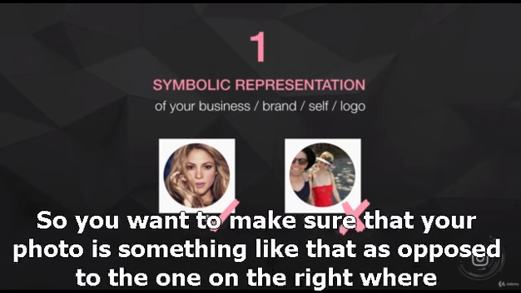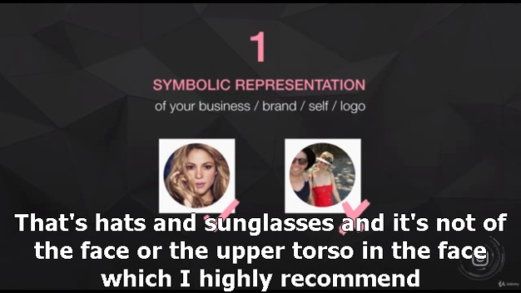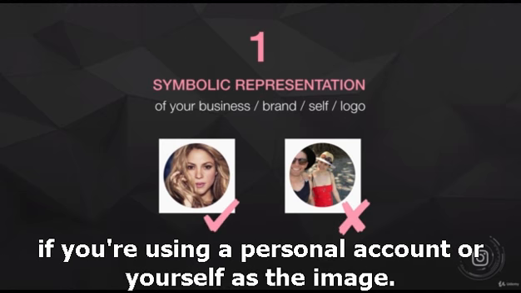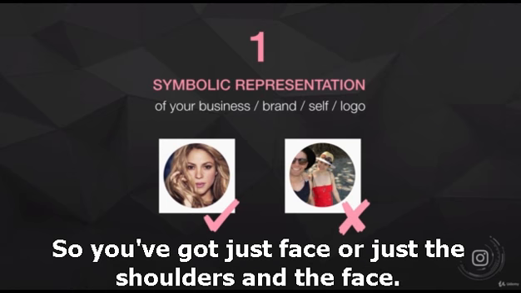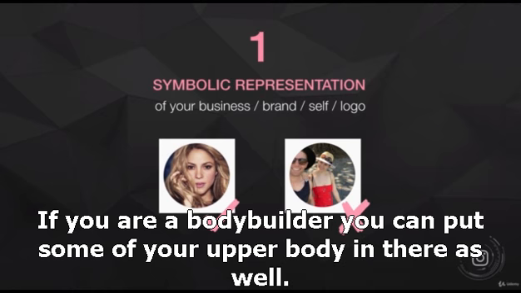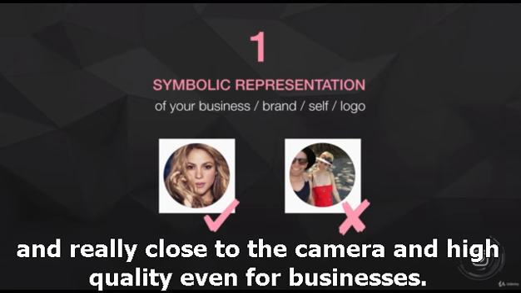So you want to make sure that your photo is something like that, as opposed to the one on the right, where there's a lot of stuff going on. There's more than one person in it. There's hats and sunglasses, and it's not of the face or the upper torso on the face, which I highly recommend if you're using a personal account or yourself as the image. Make sure you're very close up, so you've got just face or just the shoulders and the face. Otherwise, it's way too confusing. If you are a bodybuilder, you can put some of your upper body in there as well, but I wouldn't zoom out. I wouldn't have you in full length or full profile, but just your absolute face and really close to the camera and high quality.